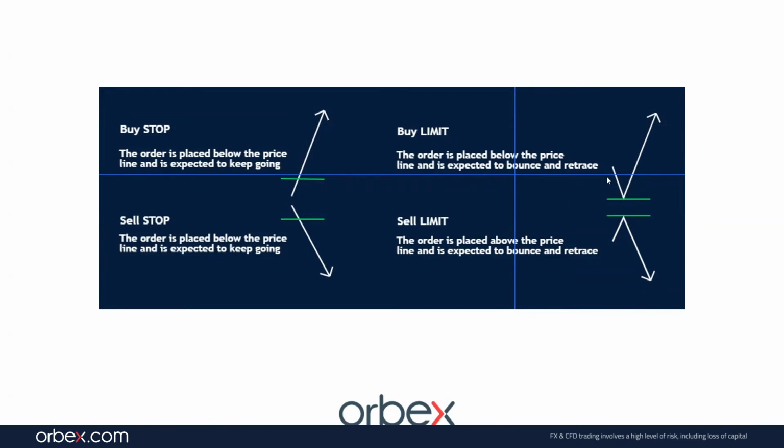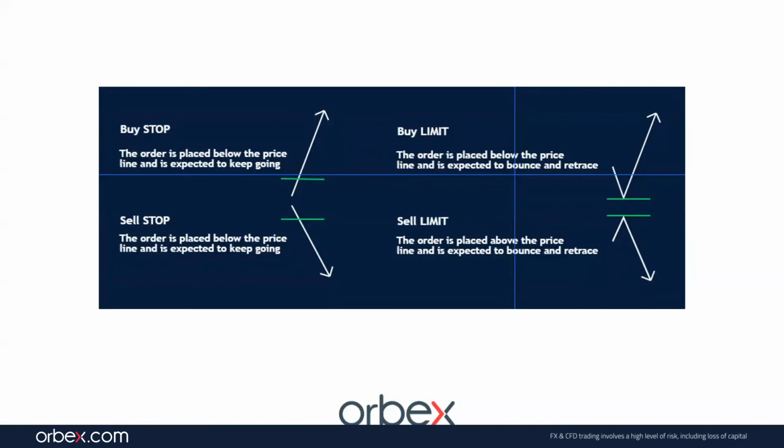And the limit, this is where it gets a little bit confusing, because the order is placed below the price line and then it's expected to bounce and retrace. This blue line here is the price line. We're expecting that the price will hit a certain level. Let's say, for argument's sake, this is a euro dollar trade, and this is the 1.13 handle. We expect it to hit 1.13, the pending order will be activated and open, and then we're expecting the price to move higher. So the limits are placed opposite to the stops. For a buy, it's placed below the bid line, and for a sell, it's placed above.